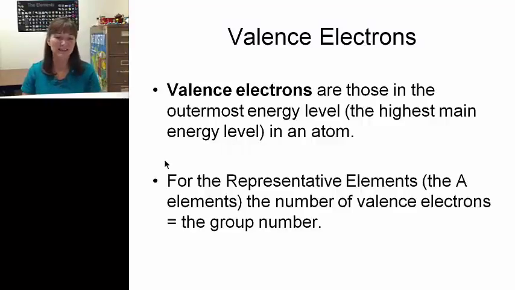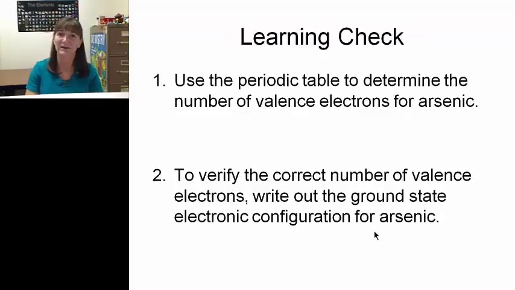For the representative elements, those are the elements that have A after their number in the group number, the number of valence electrons equals the group number. So all of your alkaline earth metals that are in group 2A will have 2 valence electrons. So it's a quick way of figuring out how many valence electrons.